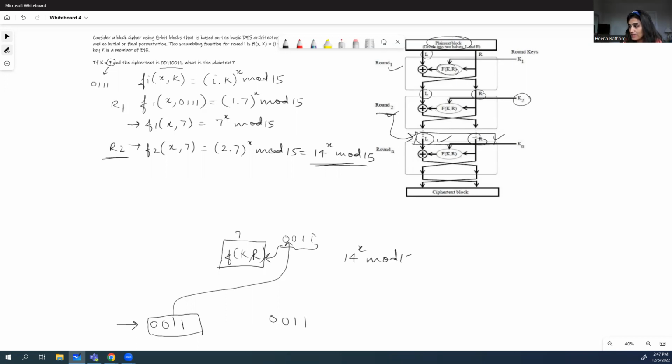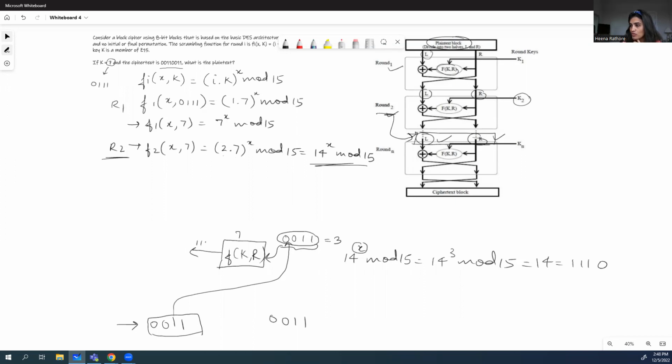0011. This is the binary equivalent of 3. So we know that this is for round number 2. We know that it is 2 times 7 to the power of x. The x we just found is 0011. So we will substitute this value, which is 7 to the power of x, which in this case is 3, mod 15. If you calculate this value, it comes out to be 14, and the binary equivalent of this is 1110. This would be the output which would be fed over here.